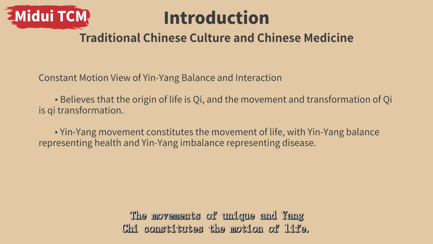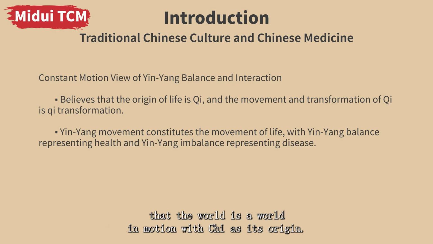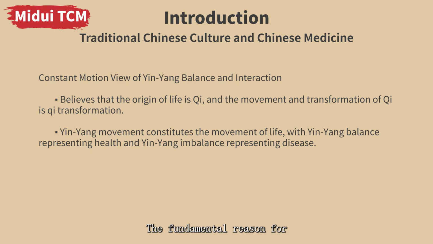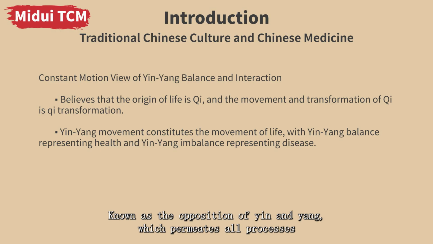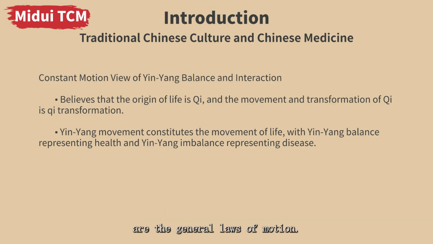The movement of yin kai and yang kai constitutes the motion of life. Philosophically, traditional Chinese philosophy emphasizes that the world is a world in motion with kai as its origin. The fundamental reason for motion is the contradiction between yin and yang, known as the opposition of yin and yang, which permeates all processes in the universe. Traditional Chinese culture believes that yin and yang are the general laws of motion.